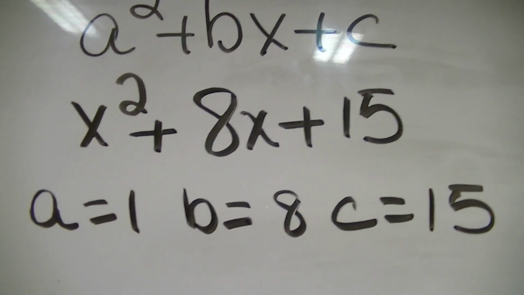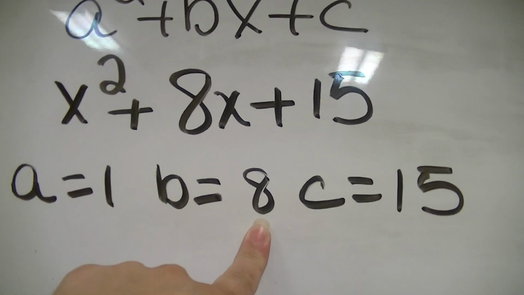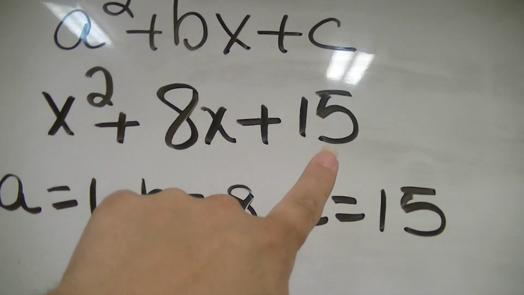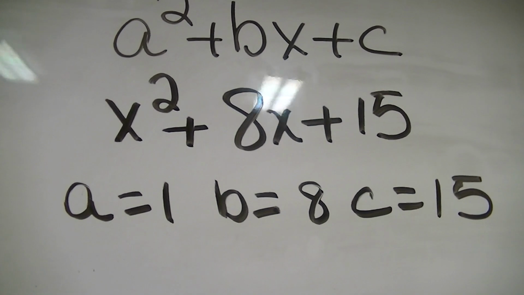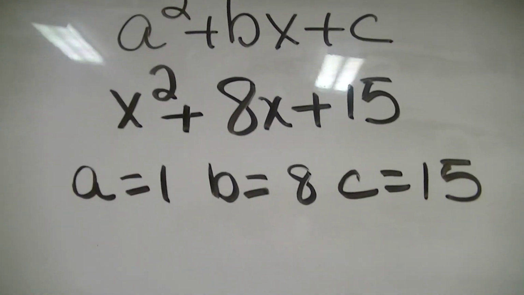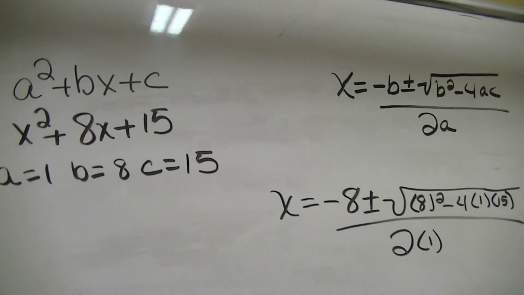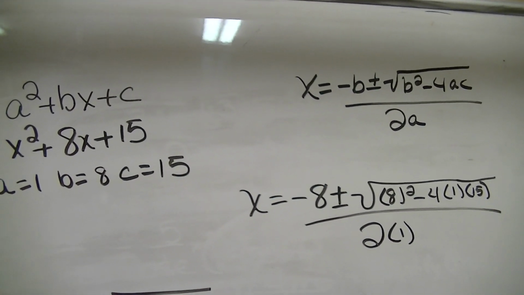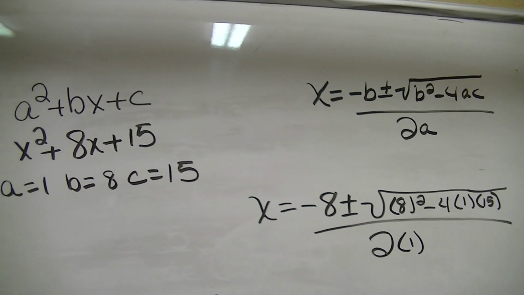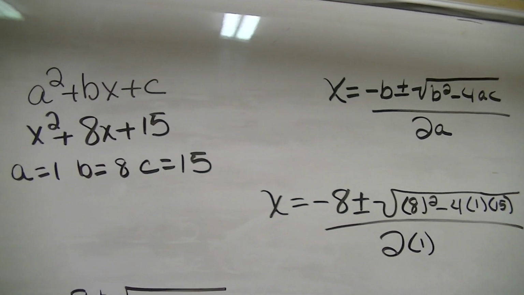In this case, I have my 8x. What's in front of my x? That's my 8. So that's my b. So b equals 8. This one that's by itself, that's my c. So a equals 1, b equals 8, c equals 15. And we're going to plug that into our equation here. So we said x is negative b. In this case, our negative b would be negative 8. Because our b is positive 8, but we're going to take the negative of it.